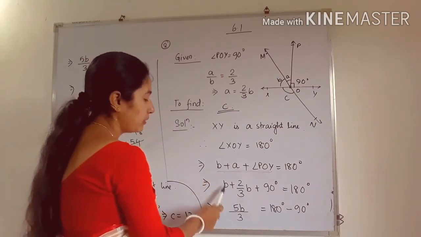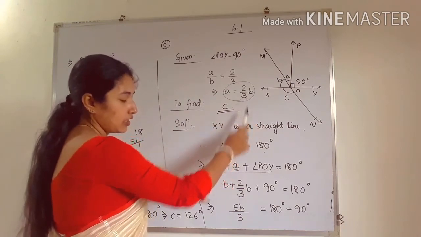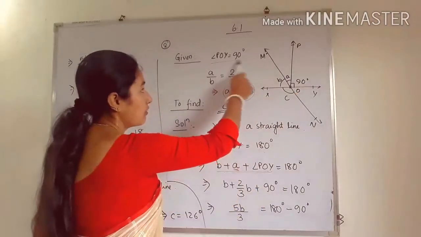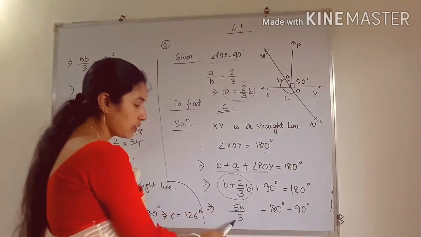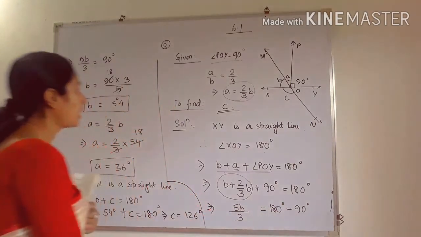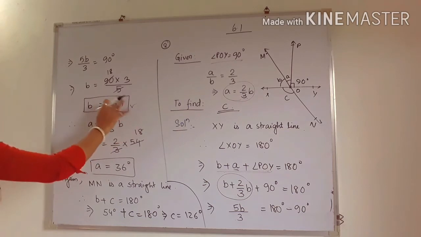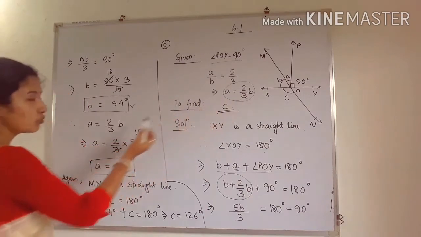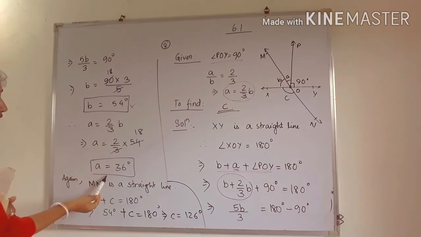So B we can write as B, but in place of A we can write this one, which is the given condition. So 2 by 3 into B plus angle POY, which is 90 degrees, is equal to 180. Now we will solve this by taking LCM as 3. We will get 5B by 3, then 180 minus 90 will be 90 degrees. After solving, we will get B is equal to 54 degrees. Now, we know A is equal to 2 by 3 into B, so in place of B we will put 54 degrees. By that way we can also find the value of A.